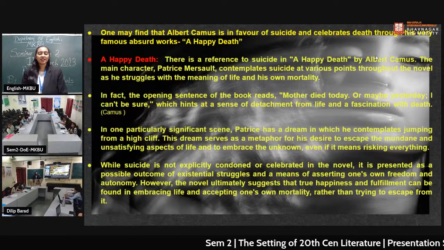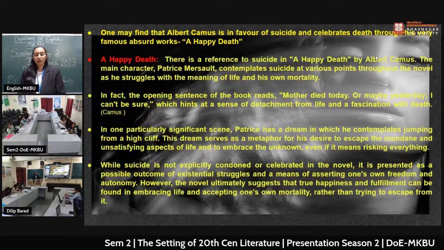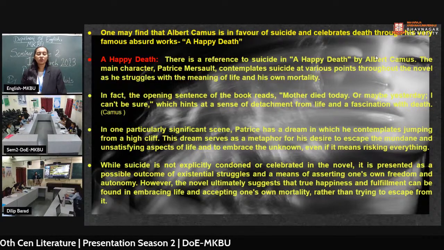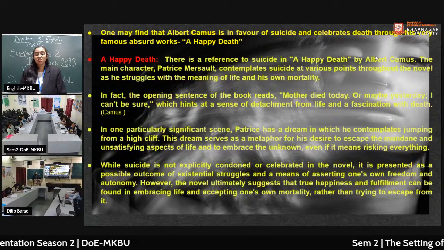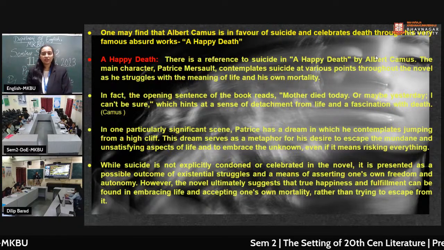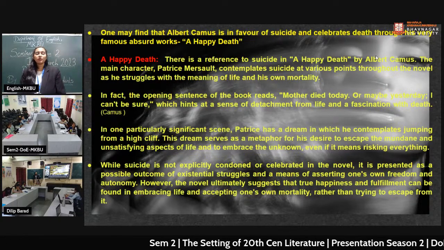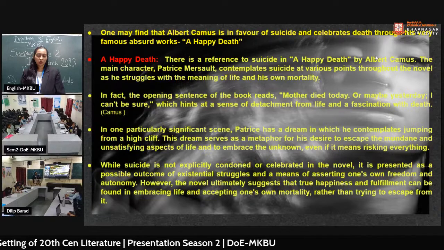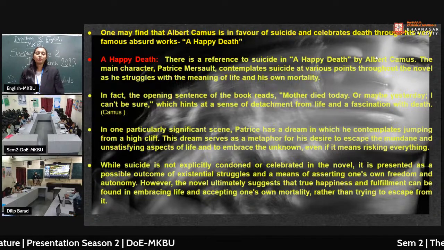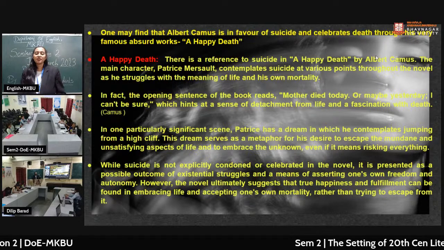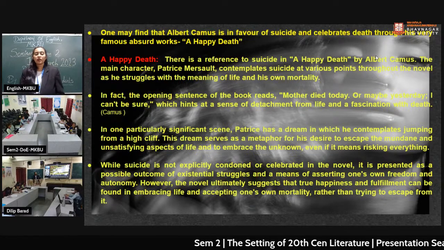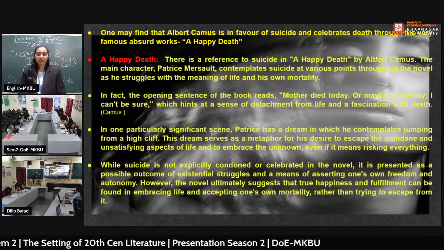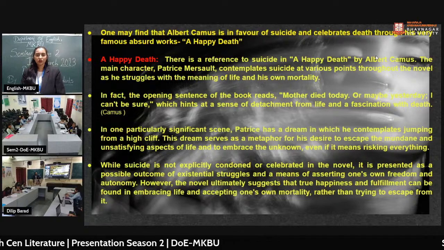In fact, the opening sentence of the book reads, "Mother died today, or maybe yesterday. I can't be sure," which hints at a sense of detachment from life and a fascination with death. When we look at the topic of death only, we find that for anyone who is dead, we are very sympathetic to him or her and the family. When the topic of death comes, one feels very sad, but not in the case of Albert Camus' hero. In A Happy Death, the hero is feeling nothing about his mother's death.